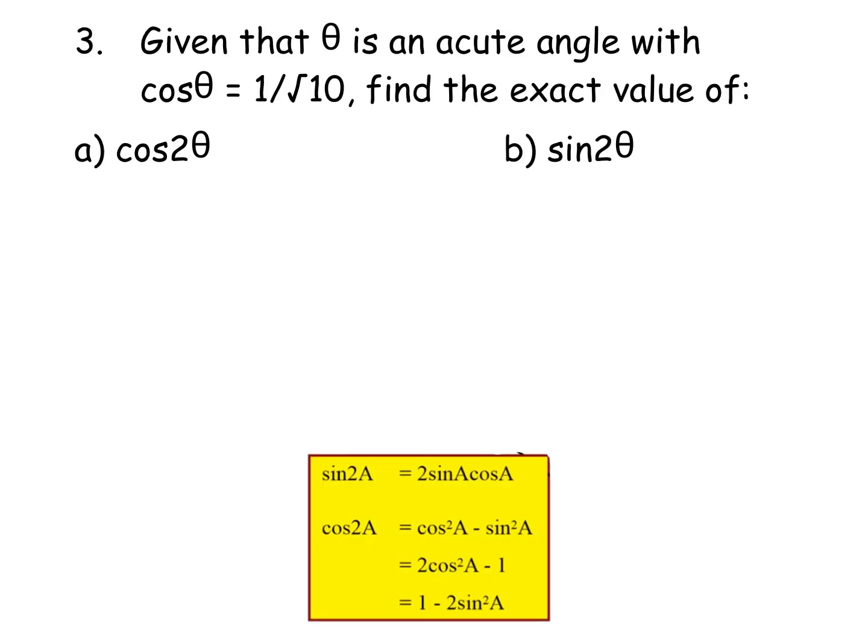Okay, let's look at an example. So this is a more common example. We're given that theta is an acute angle, and we're told that cos of theta is 1 over root 10.